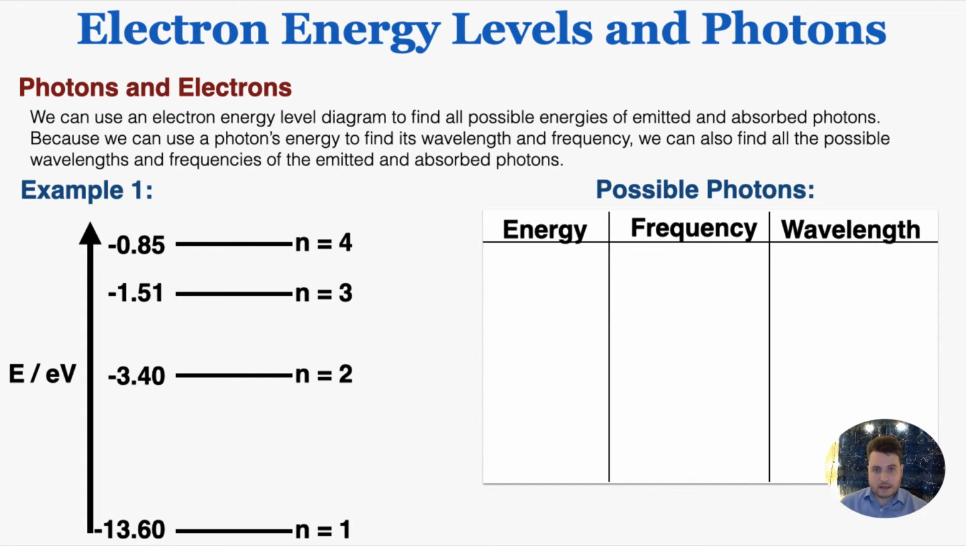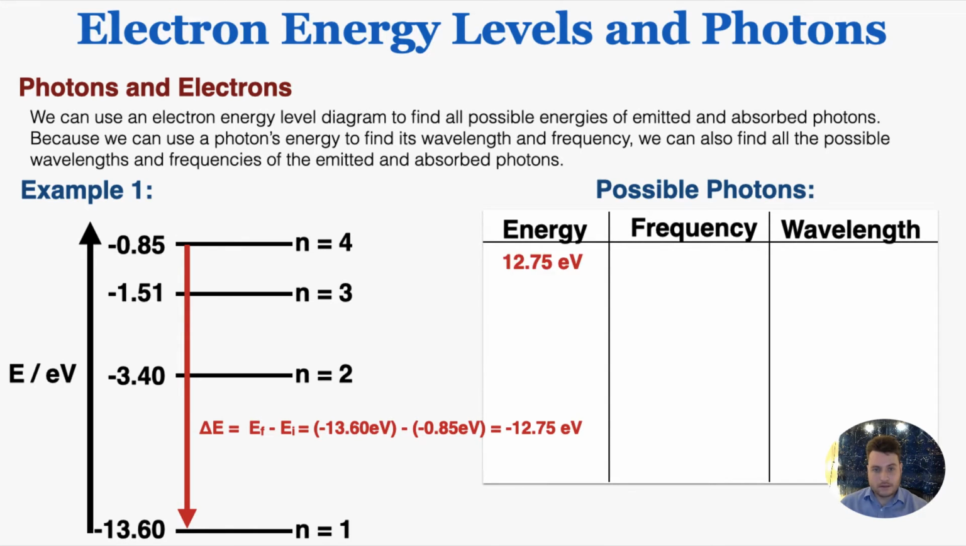I'll find all the ways that it can emit a photon, which means going down in energy. So I just need to use this chart to find all the different ways that an electron could lose energy in this atom. The first way would just be going from the highest to the lowest energy like this. And I can see that that energy difference is negative 12.75 electron volts. So if an electron did that, it would produce a photon of 12.75 electron volts. So that's the first possible photon that could be emitted.